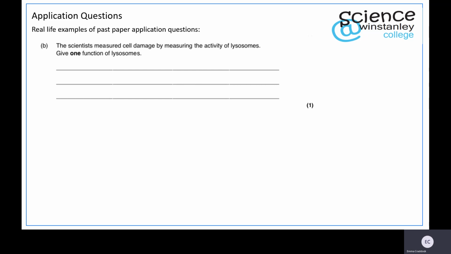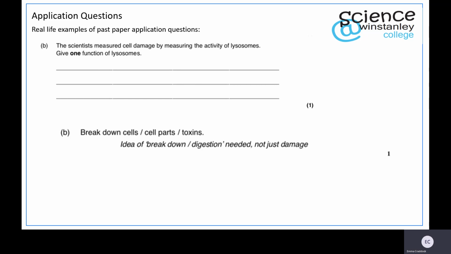Okay, so the next one: the scientists measured cell damage by measuring the activity of lysosomes. Give one function of lysosomes. And remember to state the function. Don't tell me what a lysosome is. Don't describe a lysosome. Give one function of a lysosome. What does it do? Pause the video and have a go.